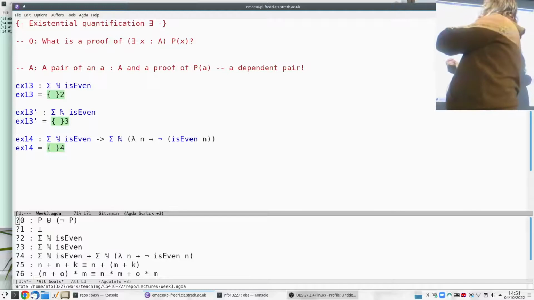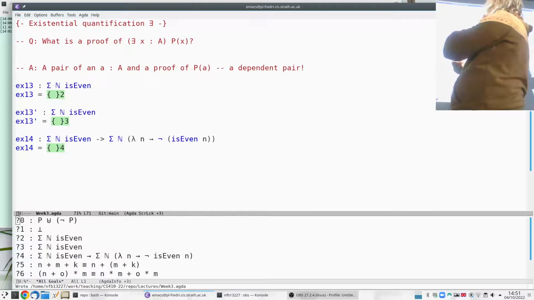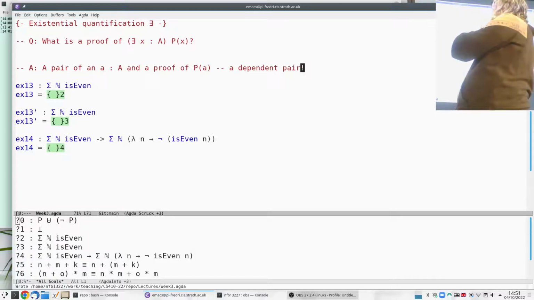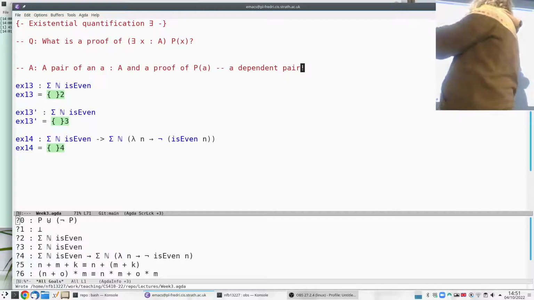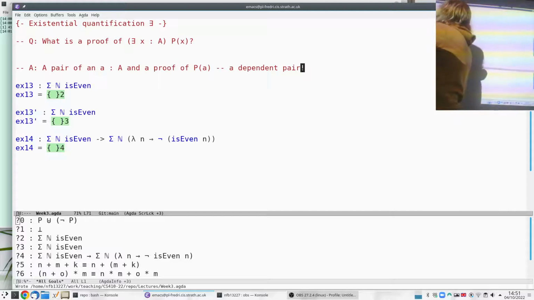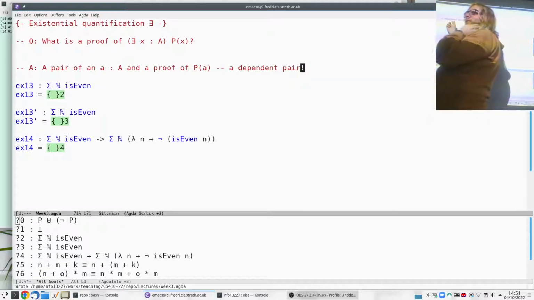And someone else like the axiom of choice? No, I'm fine. The intuitionistic axiom of choice is a perfectly sensible thing. We don't have time for that. Yes. Yeah, so what is it? It's a particular witness, a, and a proof of P of a, which is exactly this dependent pair.